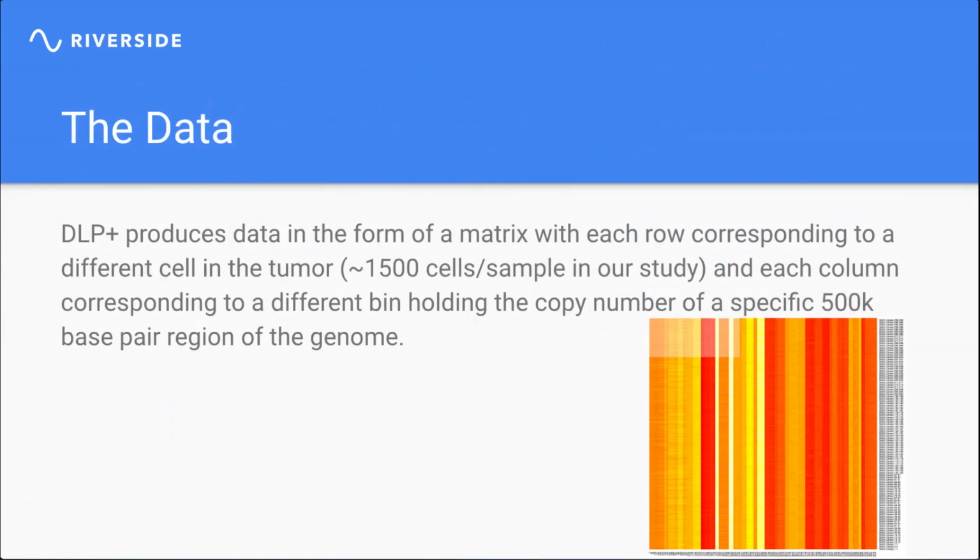So the data that's been collected is in the form of a matrix with each row corresponding to a different cell in the tumor. We have around 1,500 cells per sample in our study, and each column corresponds to a different bin holding the copy number of a specific 500,000 base pair region of the genome. So you can see a heat map in this bottom right corner. The average ploidy level is normally around 2, indicating a healthy diploid, but these values can really vary depending on the level of mutations in a particular sample.